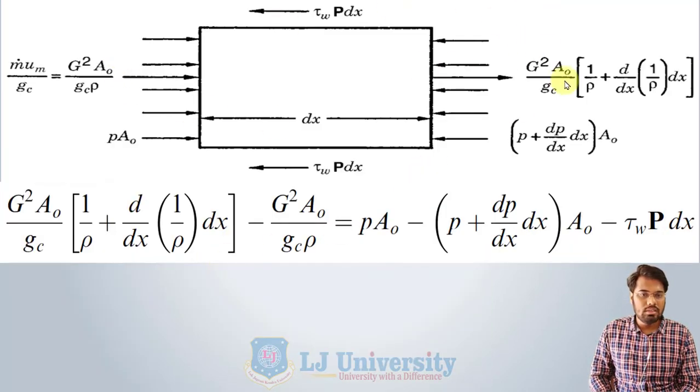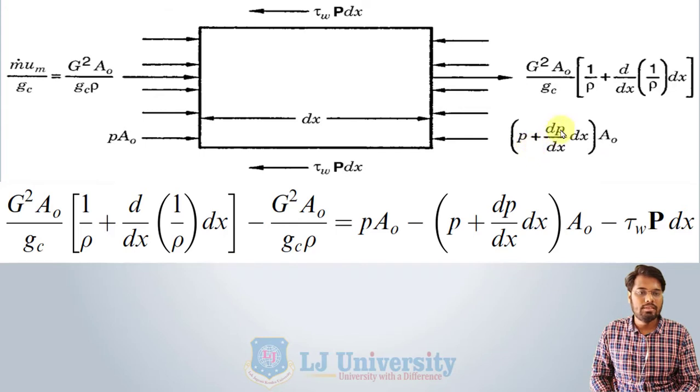Now resolving all these forces and momentum, we will get this equation: first G square into A by gc into rho, then G square into A, 1 by rho plus d by dx of 1 by rho into dx. This is taken as positive, this is taken as negative. So P into AO and P plus dP by dx into AO are taken as negative due to this direction, and minus tau W into P dx. From right to left direction is taken as negative.